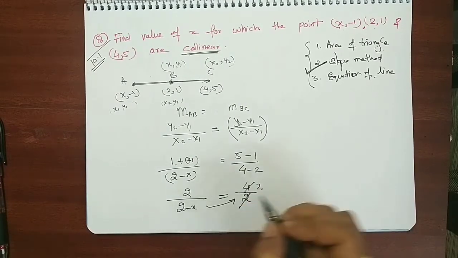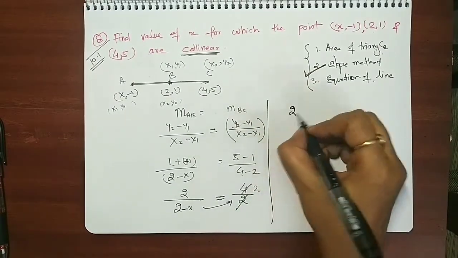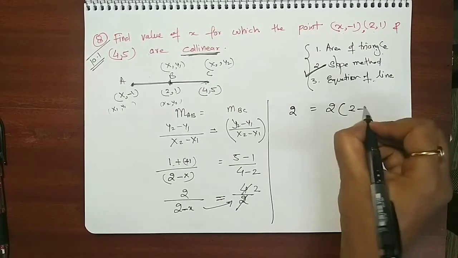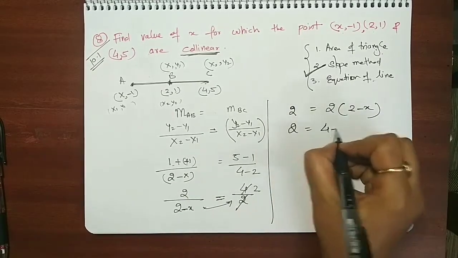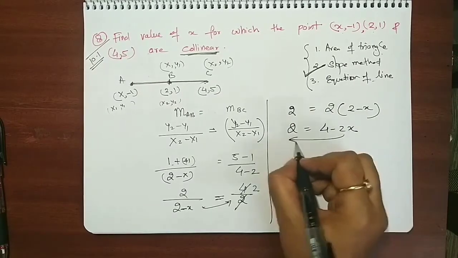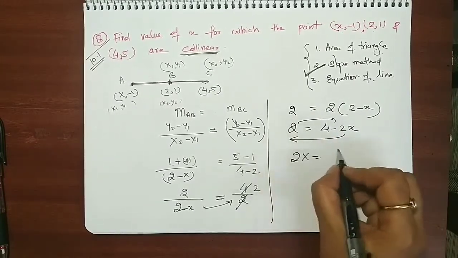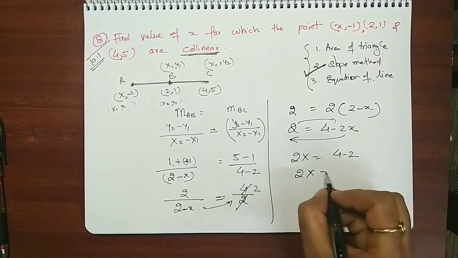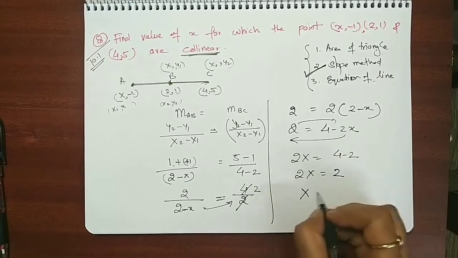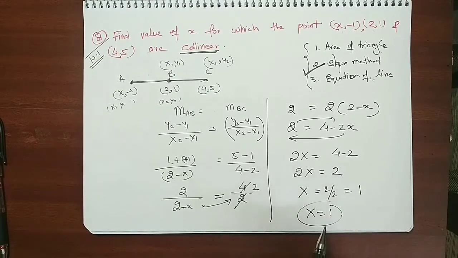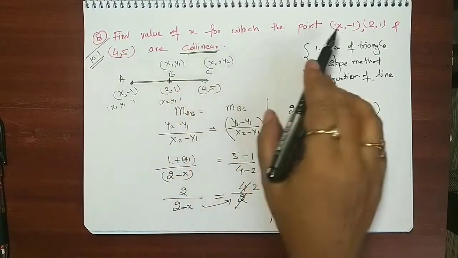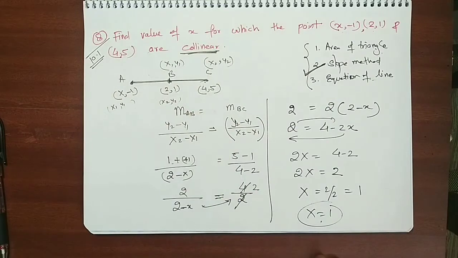Okay, now what can I do? Can I take this here? So what I am getting is 2 is equal to 2 into (2 minus x). This is going there. So I can write 2 is equal to 4 minus 2x. This I am bringing here, this here. So 2x is 4 minus 2. So 2x is 2. So x is 2 by 2, which is 1. I hope you understood. The value of x is 1 if these 3 points are collinear.